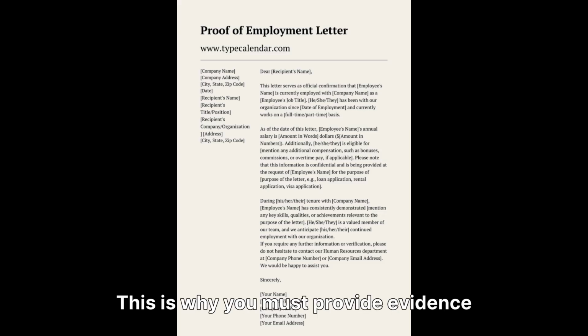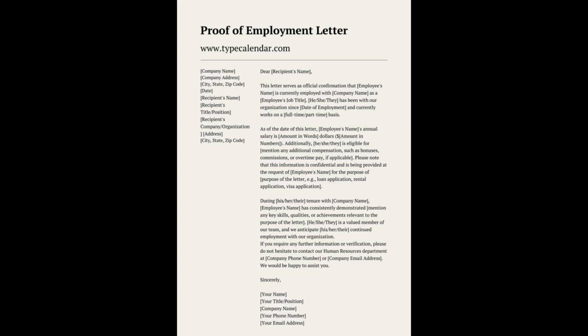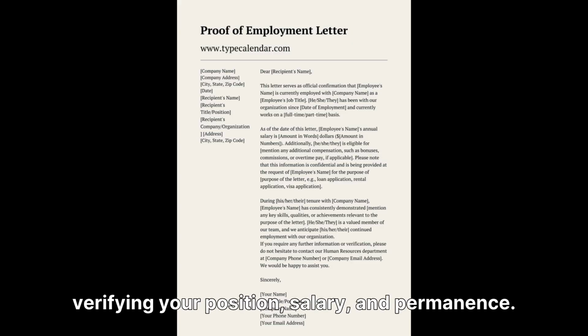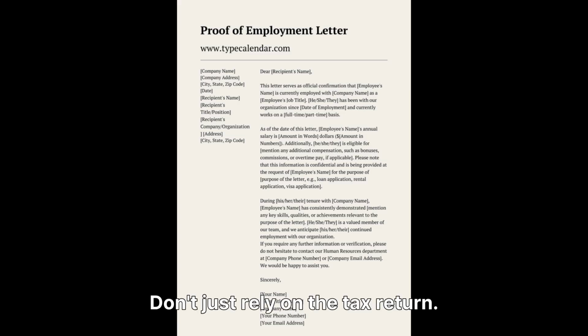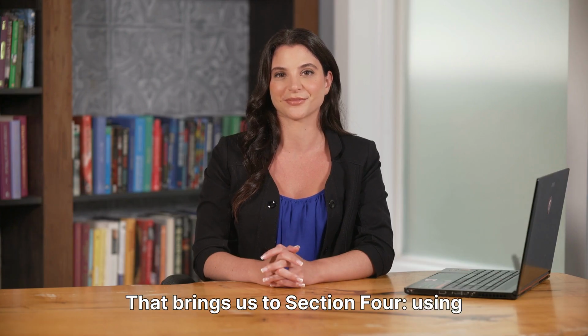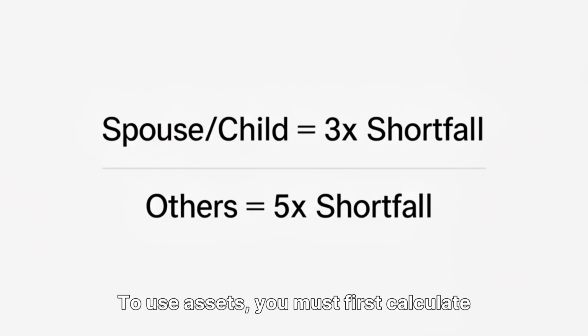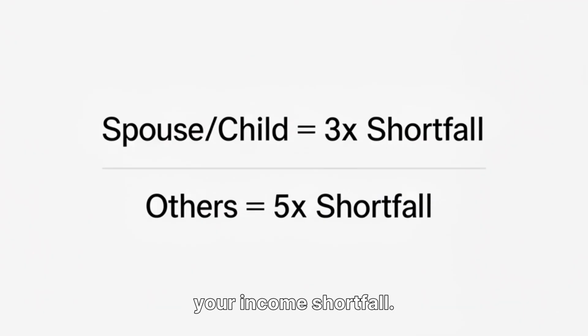This is why you must provide evidence of current income. This includes 6 months of recent pay stubs and a letter from your employer verifying your position, salary, and permanence. Don't just rely on the tax return. What if your income isn't enough? That brings us to Section 4, using assets to meet the financial requirements. To use assets, you must first calculate your income shortfall.